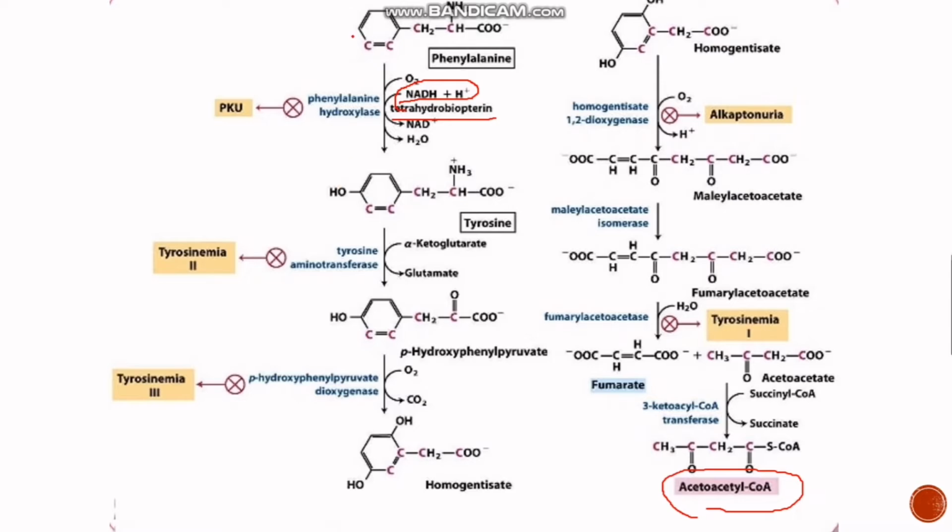Once this aromatic ring is hydroxylated, phenylalanine is converted to tyrosine. Then another enzyme, tyrosine aminotransferase, converts this tyrosine into para-hydroxyphenylpyruvate.